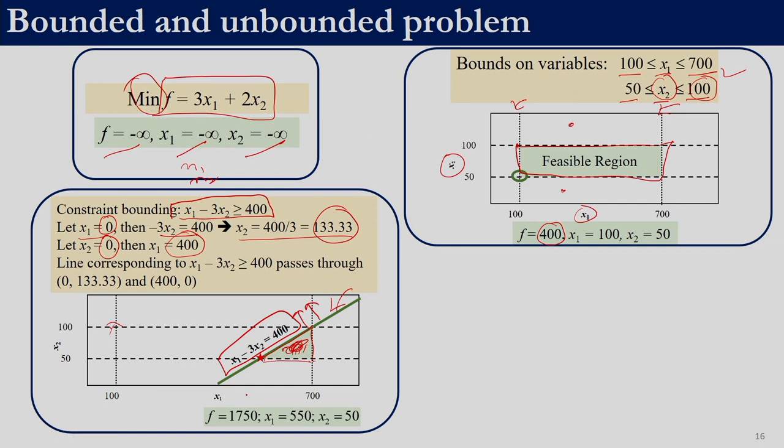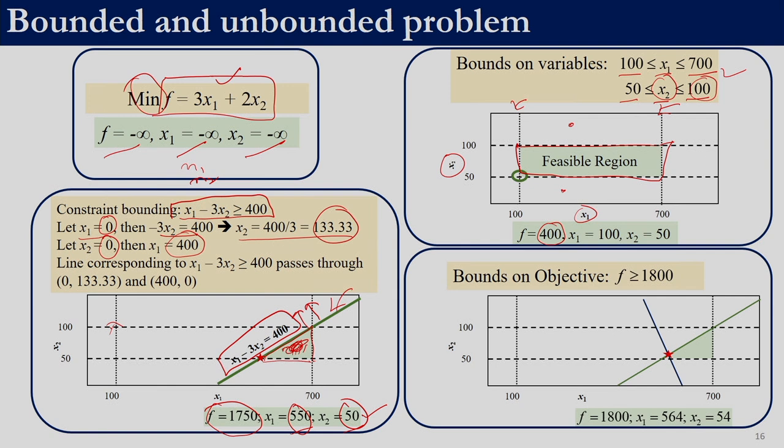So the optimal solution for this problem is x1 equal to 550, x2 equal to 50. If we plug these two values in this objective function 3x1 plus 2x2, we'll get an objective function value of 1750, right? This problem is a linear programming problem. When we actually do linear programming, you will see how we arrive at this solution. Right now, what you need to understand is what is a feasible region and what is an infeasible region.